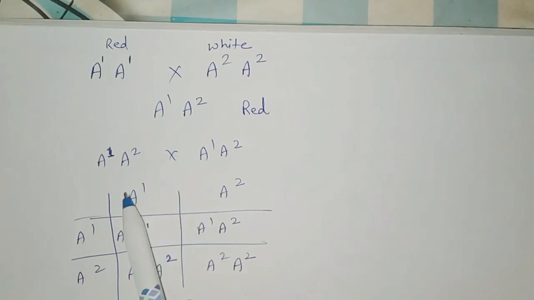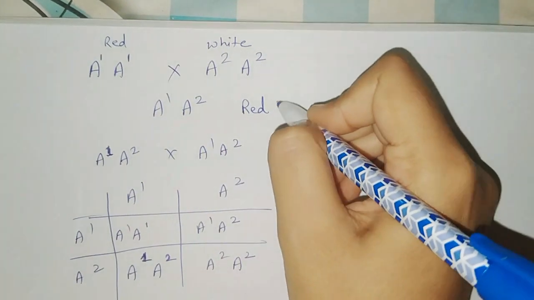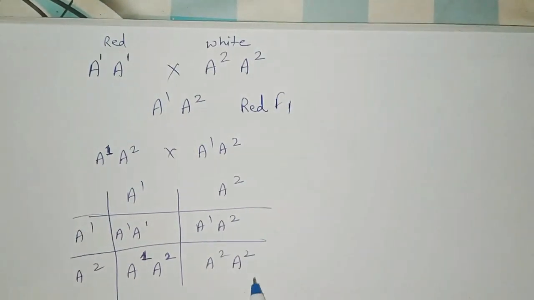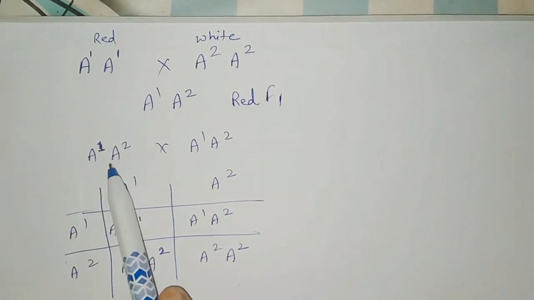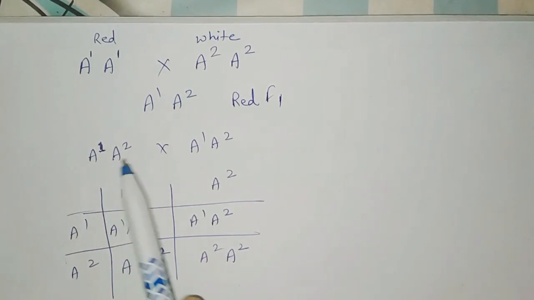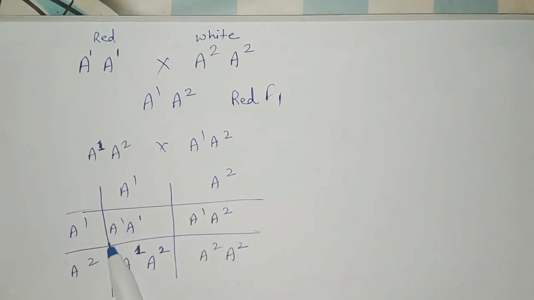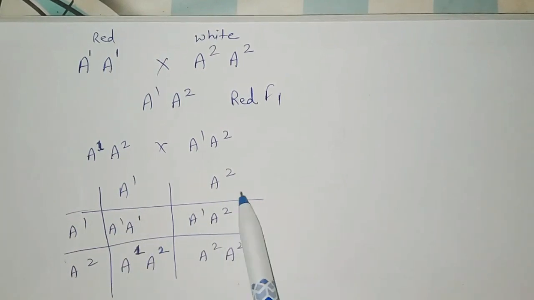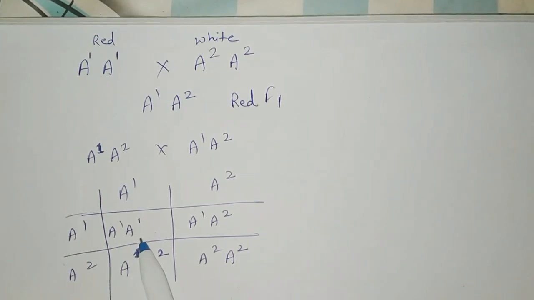When selfing was done, A1A2 was crossed with A1A2, that is, this is F1. When F1 was selfed, these are the F2 offspring. A1 and A2 are the gametes produced from this parent, and A1 and A2 are the gametes produced from this parent, and these are the F2 individuals. This is A1A1, this is A1A2, this is A1A2, this is A2A2. This is red in color because A1 is present in homozygous condition.